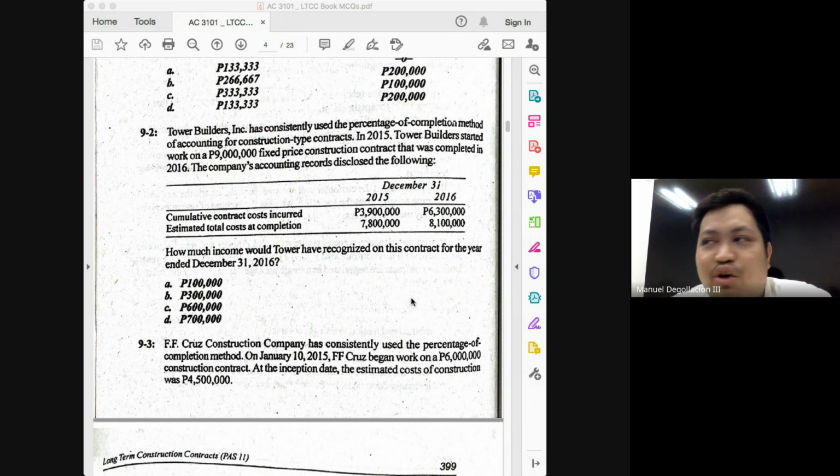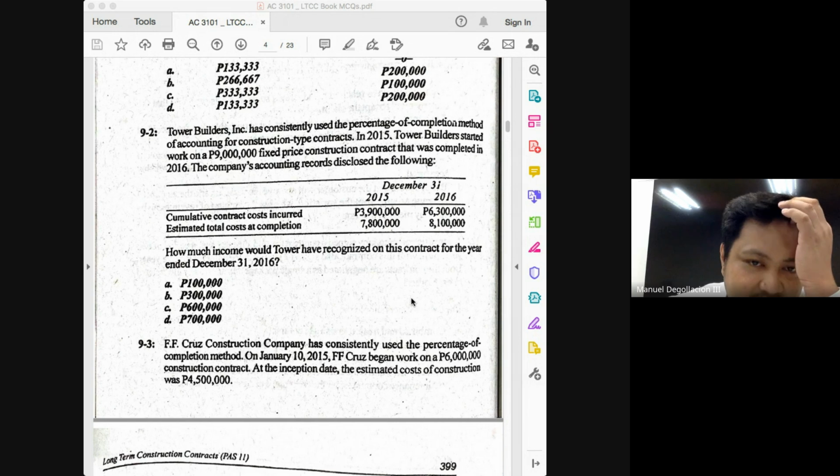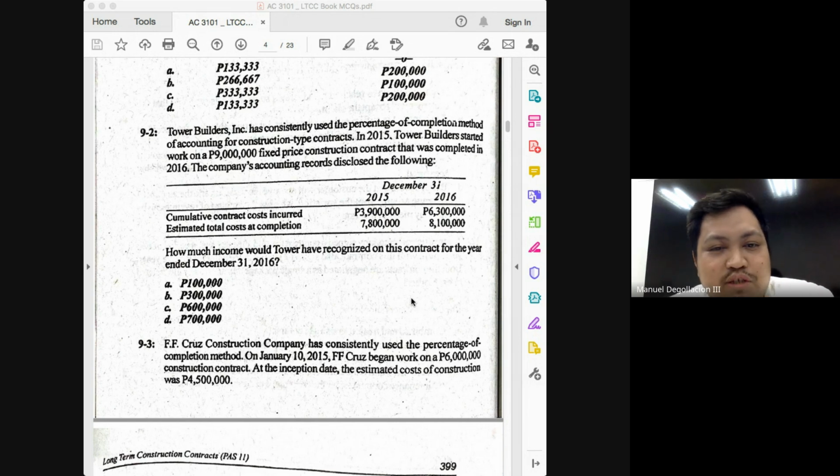If you are asked how much is the realized profit from this contract in 2015, again, you go back to the two things you need. What are the two things you need? Percentage of completion and the expected gross profit. Let's start with your expected gross profit. How do you solve for your expected gross profit? What are the two things that you need? Total contract price and the cost at completion.